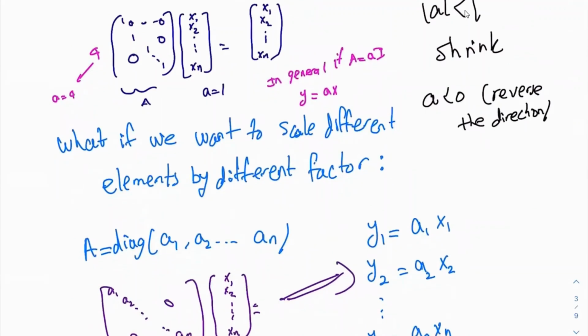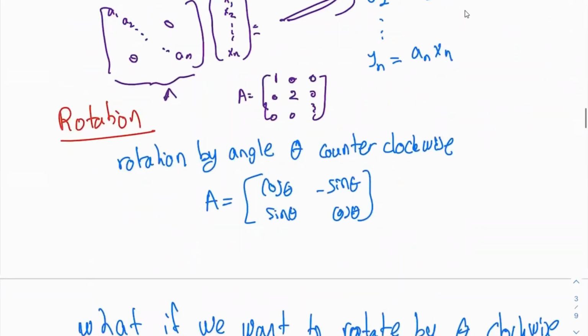This is a general version of the identity matrix. So remember we talked about this diagonal matrix. The identity matrix is a special version of a diagonal matrix, where the elements on the main diagonal, all these A_i's, are equal to 1. Good. Let's move to rotation.